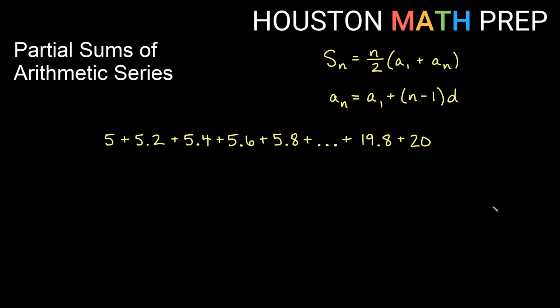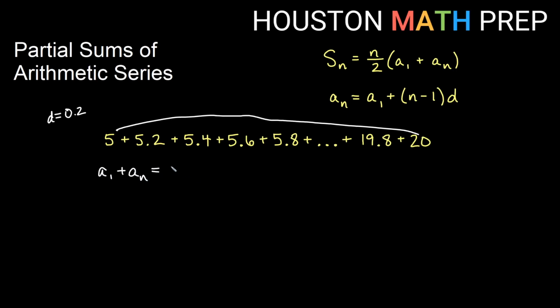Okay, let's look at one more. Here's one with decimals just to give you an additional example. We've got 5, 5.2, 5.4. You can tell we're going up by 0.2 each time, so we'll make a note of that. My difference is 0.2. We're counting by 0.2s from 5 to 20. We can tell the value of each pair: if I take the first term plus the last term, and this is arithmetic, the value of each pair is 25. 5.2 plus 19.8, etc. We'll get 25 for each of the pairs.